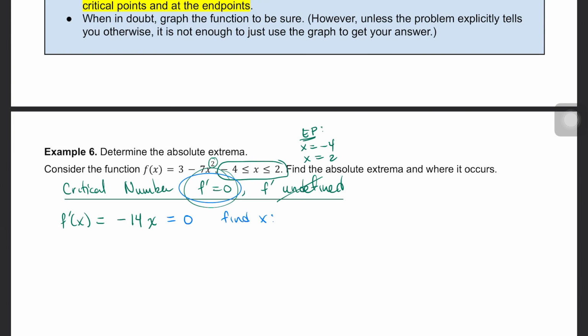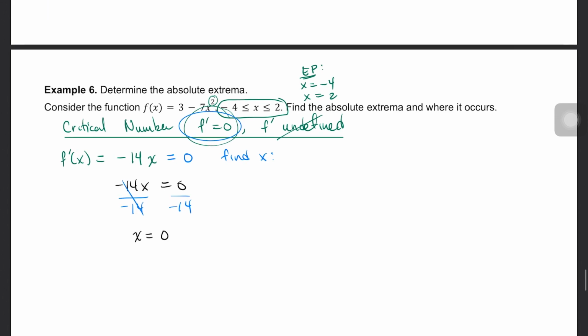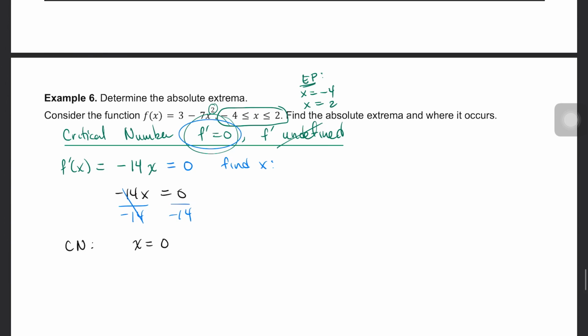So we could do this by simply dividing both sides by negative 14. So we have negative 14 times x equals 0. Divide both sides by negative 14, and so we end up getting x equals 0. So this is a critical number, right? And we know it's part of the domain because the function is a polynomial.